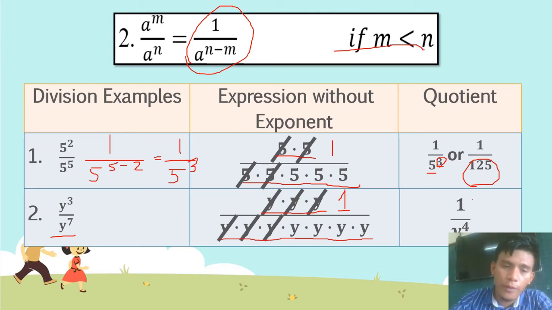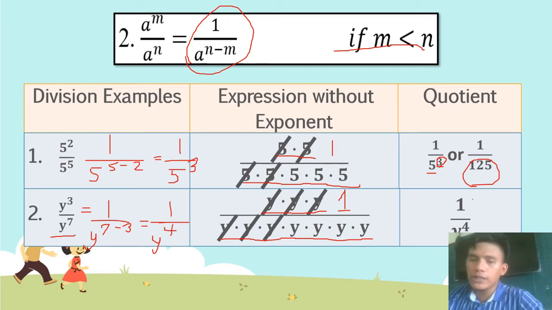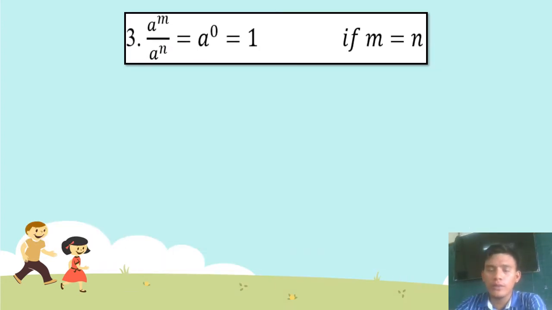Okay, if we use the formula for the law of exponent, 1 over a raised to n minus m, our a here is y, which is our base. Our n is 7. Our m is 3. And that is equal to, you simplify that, 1 over y raised to 7 minus 3, and that is 4. So 1 over y raised to the exponent of 4. Okay. Let's proceed to condition number 3.